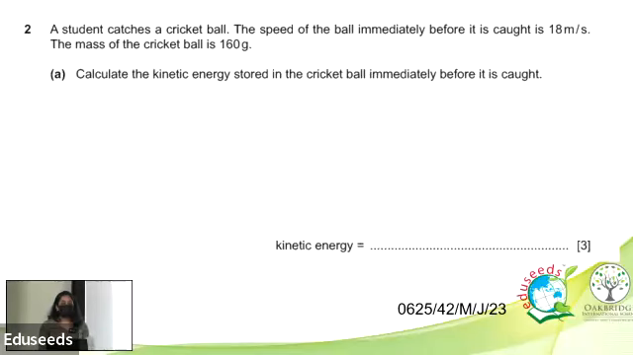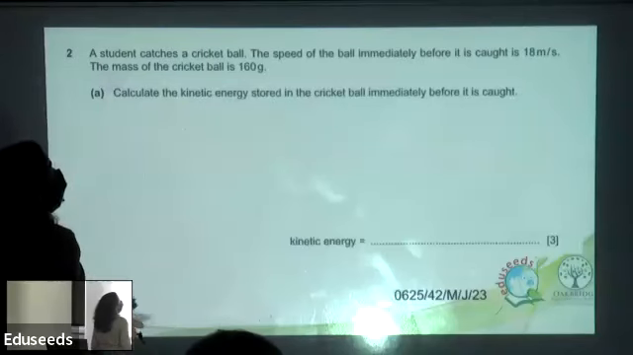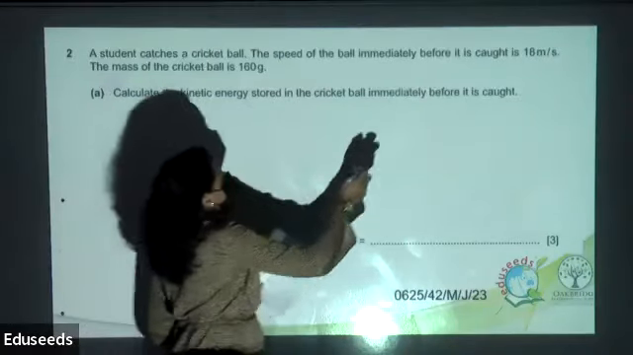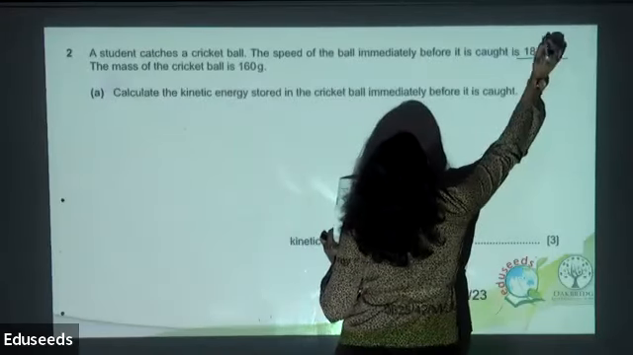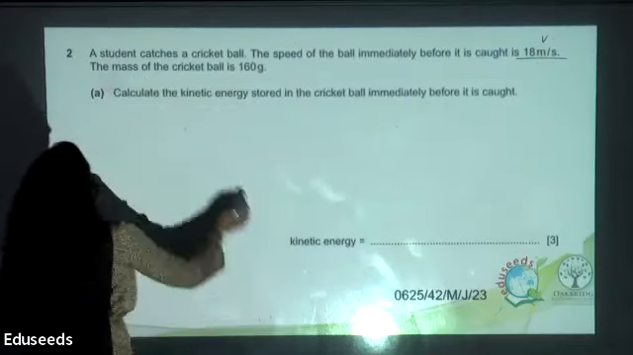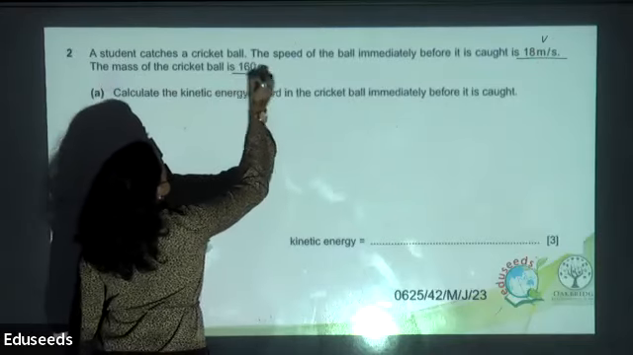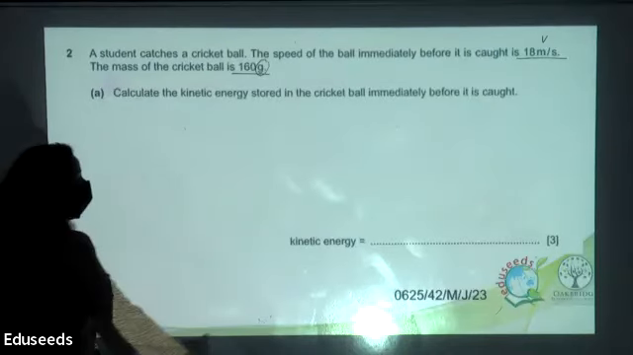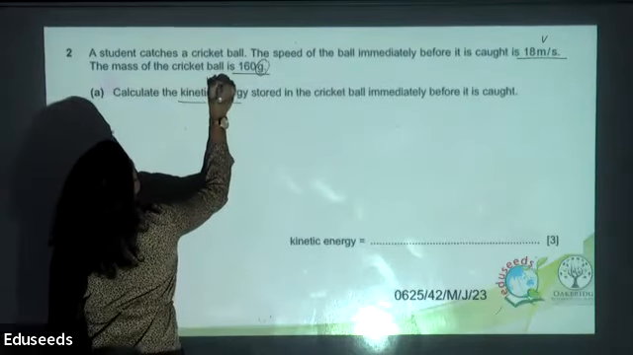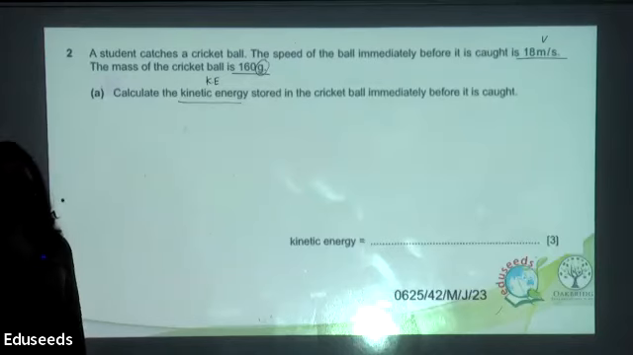Underline the information, values, label what value in the question. A student catches a cricket ball. The speed of the ball immediately before it is caught is 18 meters per second. This is the speed. And then the mass of the ball is 160 grams. So it is given in gram and you have to find kinetic energy. Kinetic energy in joules, right? The SI unit is joules.